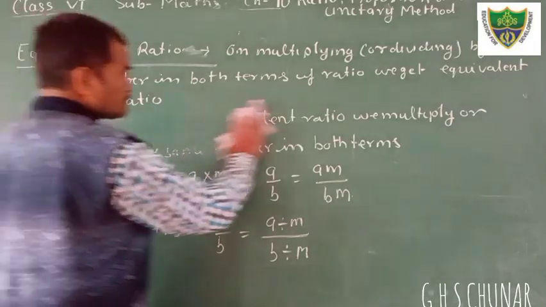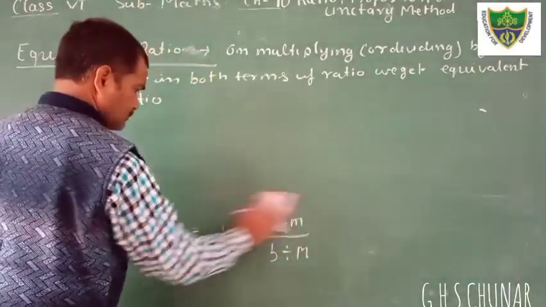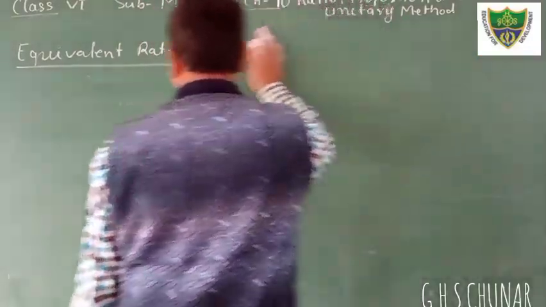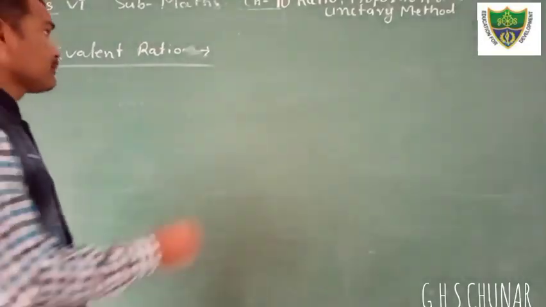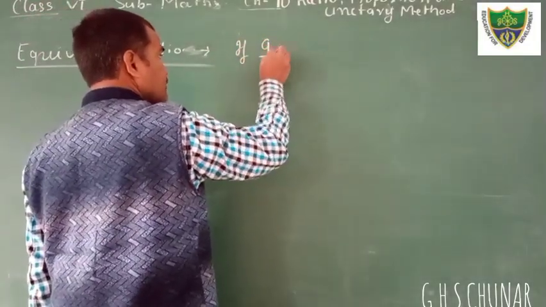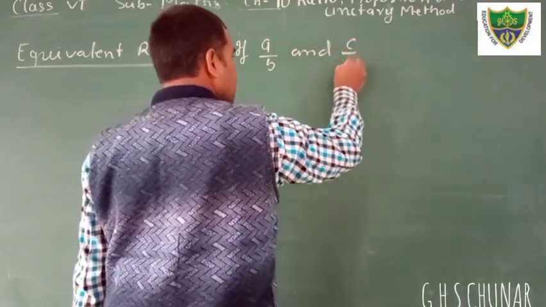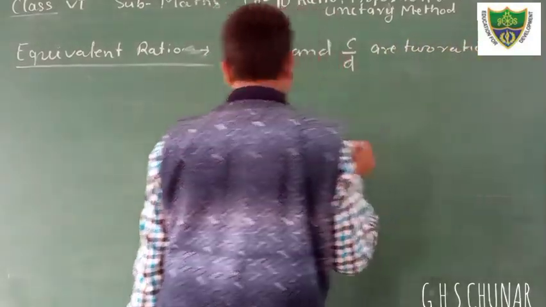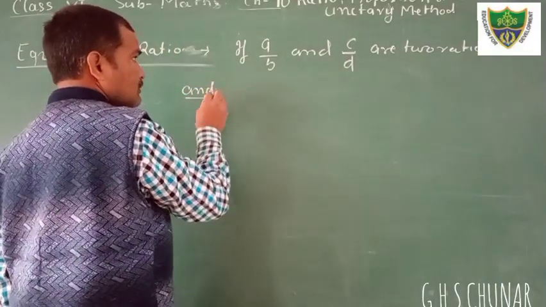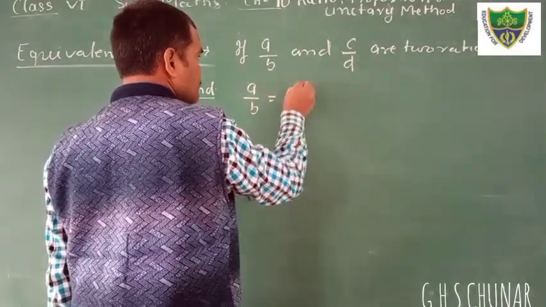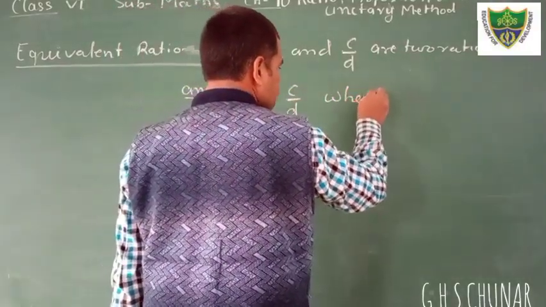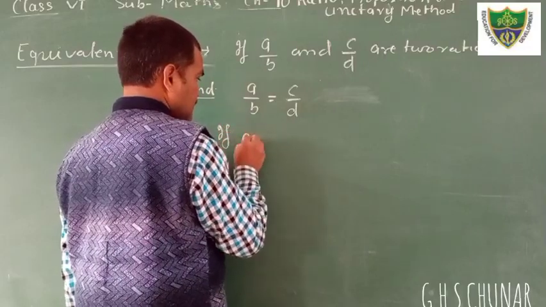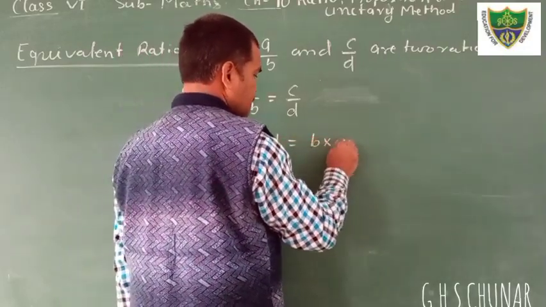Okay. If A by B and C by D are two ratios, then A by B is equal to C by D if A into D is equal to B into C.